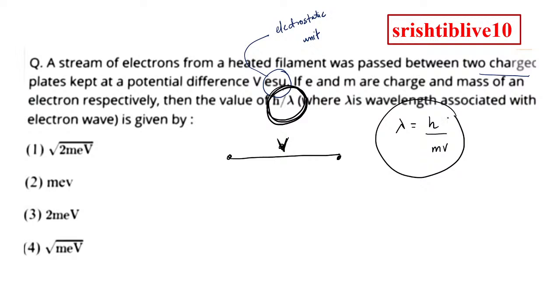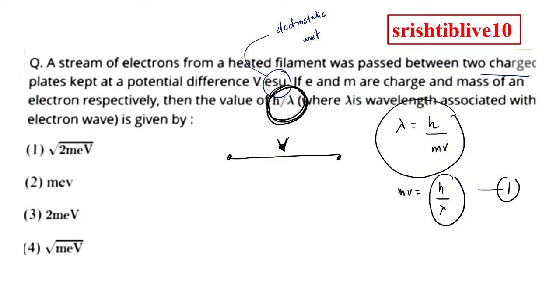Yes or no? We know this thing very clearly, that lambda, which is your de Broglie wavelength, is h by mv. We need to find out the value of h by lambda. So I am taking this mv over here. So we need to find out this value of h by lambda. This is our first equation, that h by lambda is mv. We know this very clearly, right?